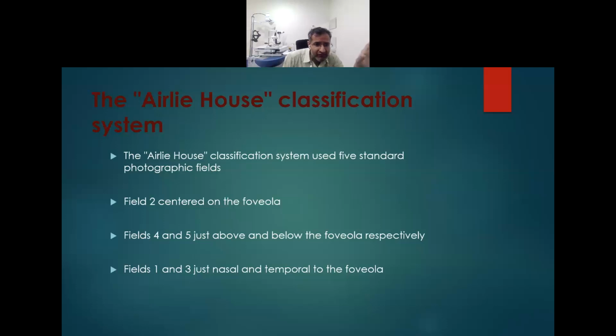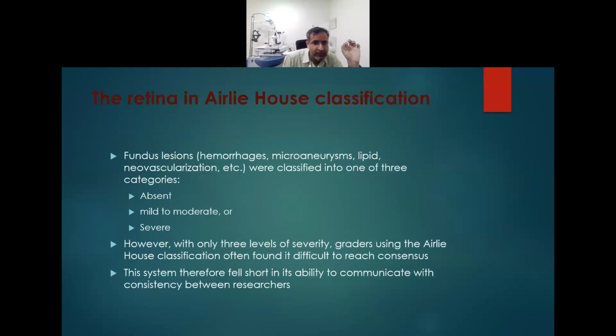It used 5 standard photograph fields in which field 2 was centered on the foveola. Fields 4 and 5 were just above and below the foveola, respectively, and fields 1 and 3 were nasal and temporal to the foveola. The fundus lesions, that is, the hemorrhages, microaneurysms, lipids, and neovascularization, were classified into one of the following categories: absent, mild to moderate, or severe.